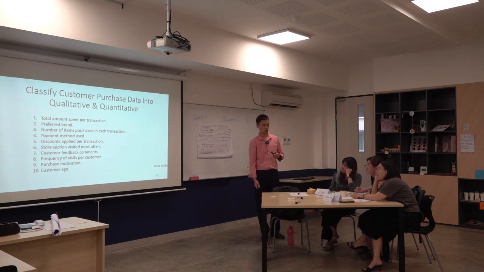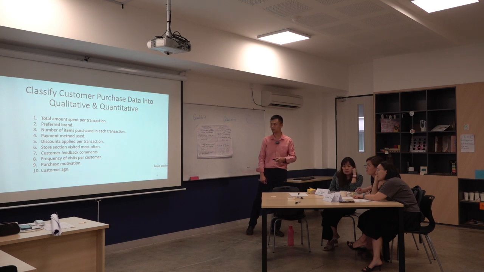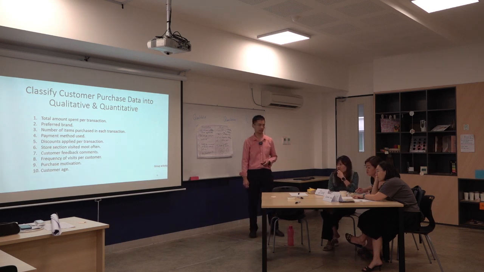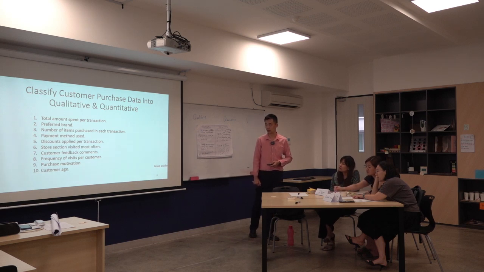The payment method, number four. What kind of payment method can you use in the supermarket? Credit card, cash, and e-wallet. Three types, okay, good. So this is qualitative, correct. Okay, number five, discount applied per transaction. This discount is how many percent of the discount, based on the number, so it's a quantity.